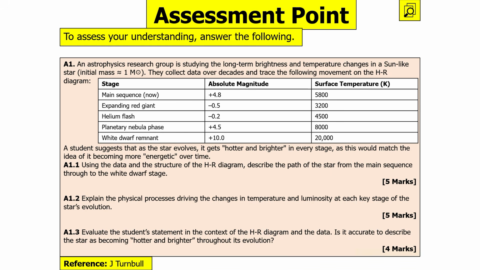Using the data and the structure of a HR diagram, describe the path of the star from main sequence through to the white dwarf stage. Explain the physical processes that drive the changes in temperature and luminosity at each stage of the star's evolution.